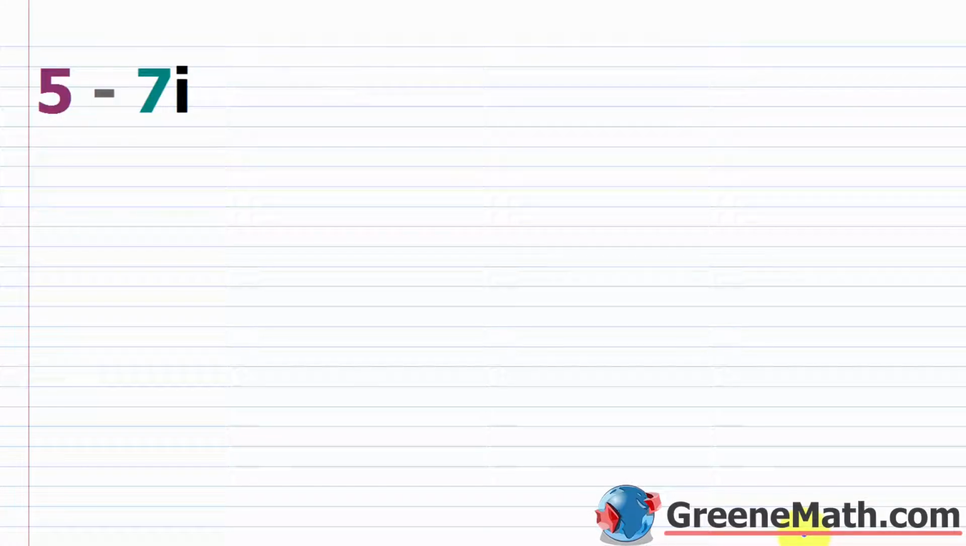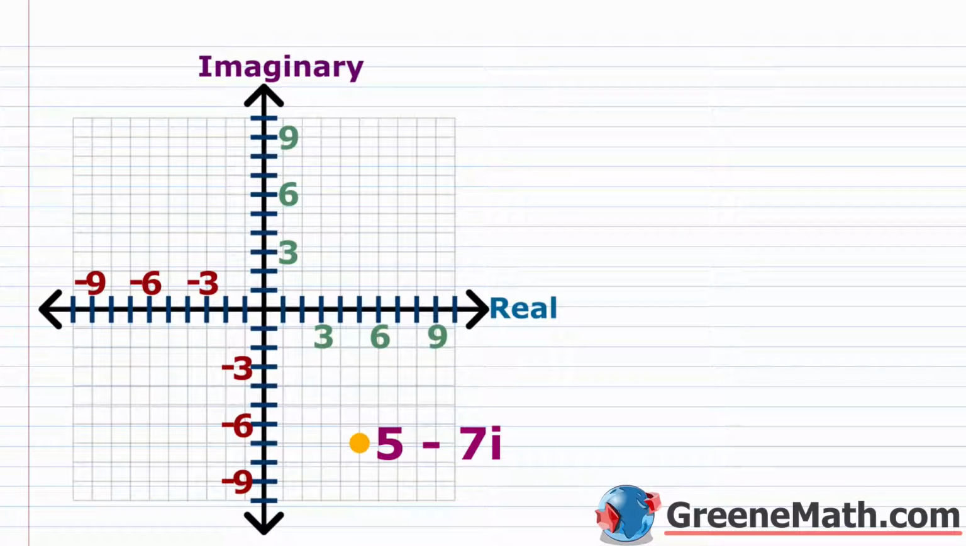All right, so the last thing I want to do is review a few things about the complex plane. So let's say we wanted to graph something like 5 minus 7i. What we do is set up a little complex plane. So instead of having x and y, we now have the imaginary, which is vertical, and the real, which is horizontal. Before this was x and this is y. Now this is imaginary, this is real.